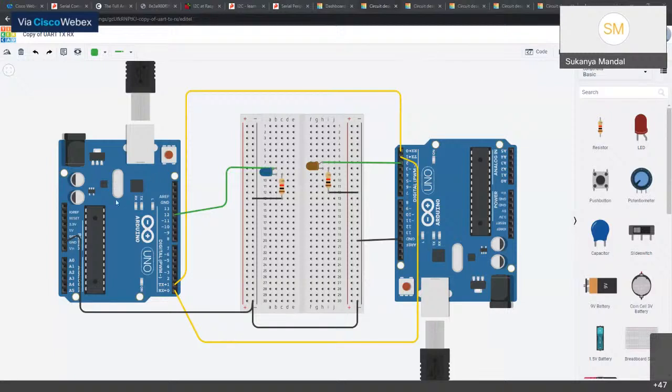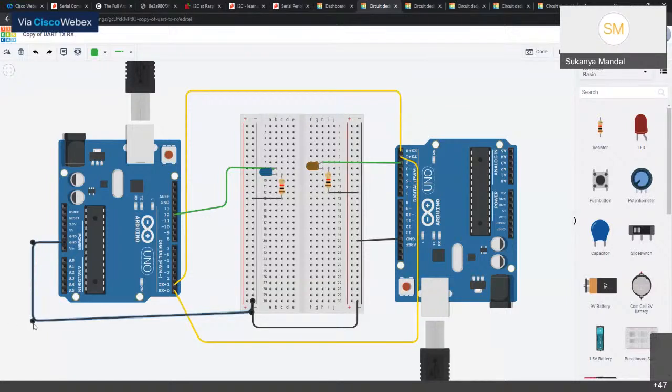All right. So here we have two Arduinos. This is the transmitter Arduino, and this is the receiver Arduino. The grounds of each Arduino are connected here on the breadboard.